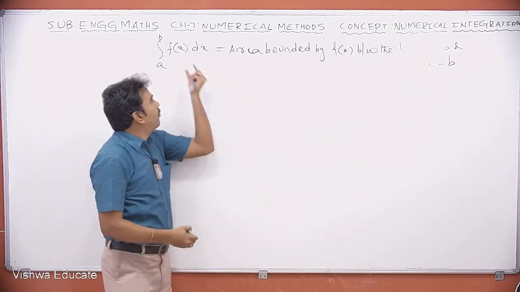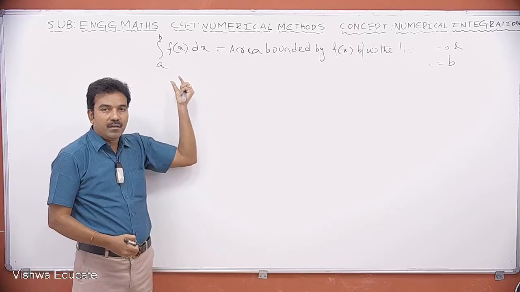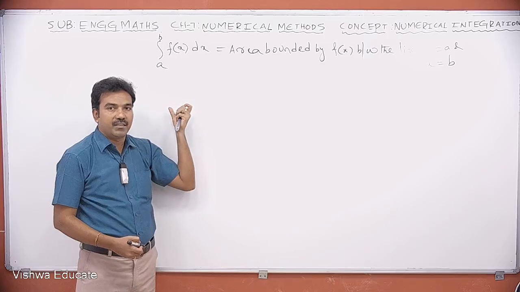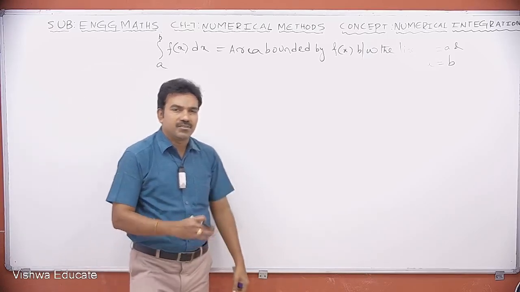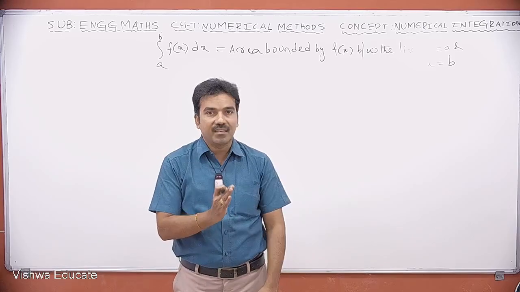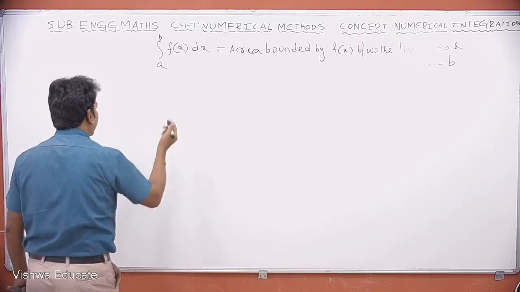Of course, the function f of x must be continuous in the closed interval a comma b. So we know that a continuous function means its graph must be continuous. It can have deviations, but the graph must be continuous between the boundaries x equal to a and x equal to b. Now let me tell you one simple example.